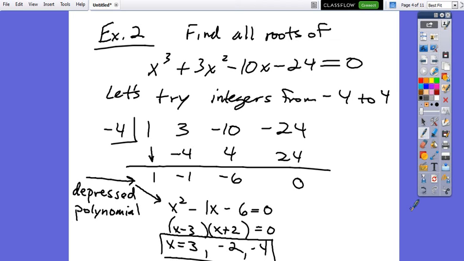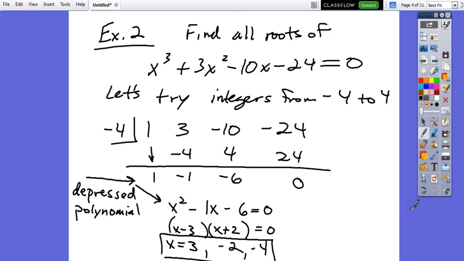So what were the factors of this polynomial expression? X minus 3 is a factor. X plus 2 is a factor. And what will be the third factor? Excellent. Very good. X plus 4, because the root is always the opposite sign as what's in the factor form, right? So if my root is negative 4, then the factor is x plus 4.